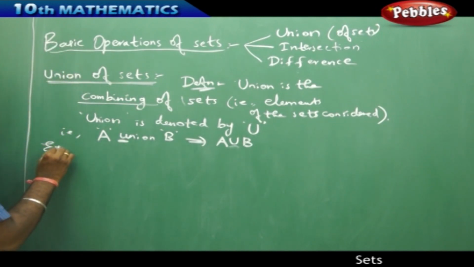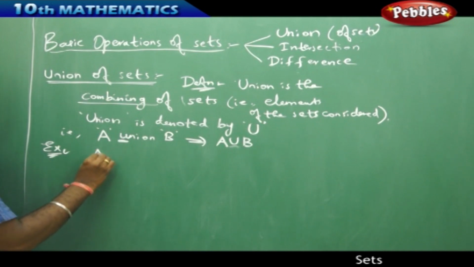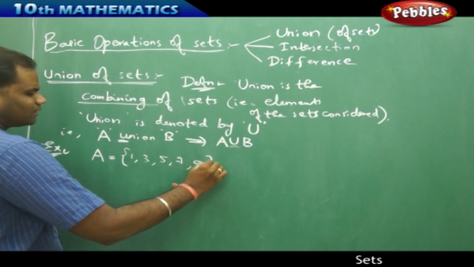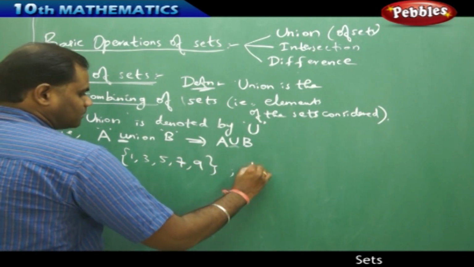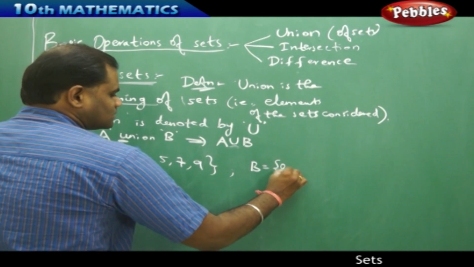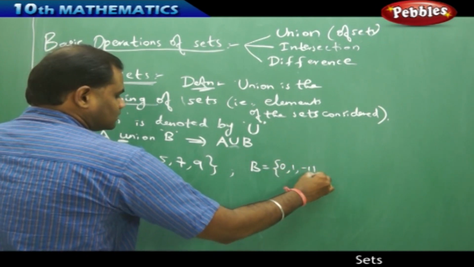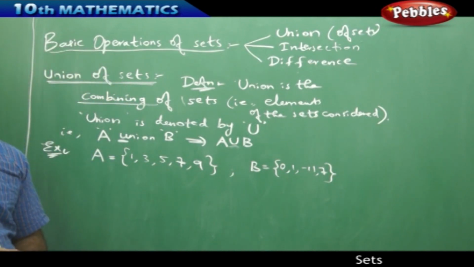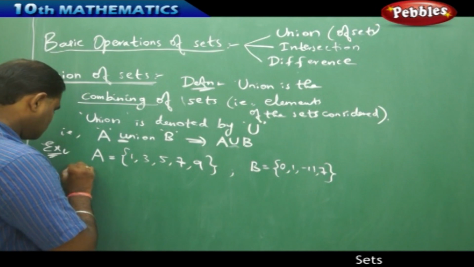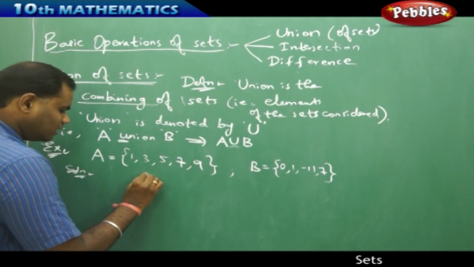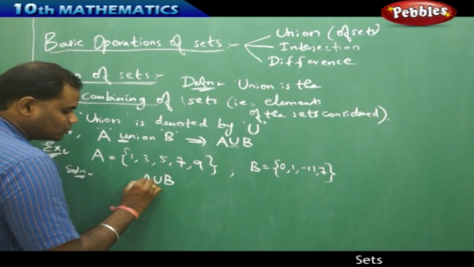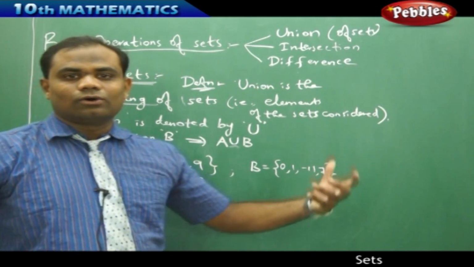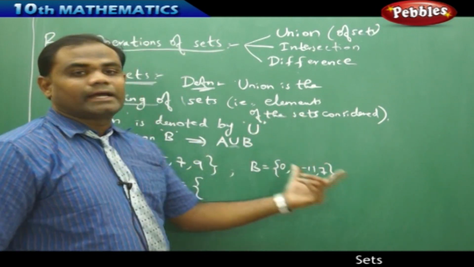When it comes to the example, let me take a set A = {1, 3, 5, 7, 9} and my set B = {0, 1, -11, 7}. For these two sets, I would like to take the union. Therefore, my A ∪ B, which is denoted as union, is understood with combining all the elements of set A and set B.